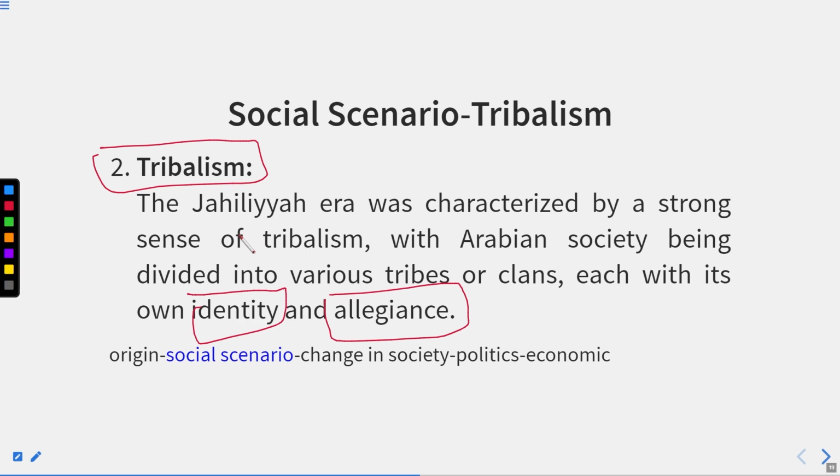So that's why Jahiliya basically refers to the time period of tribalism, when the people were more committed towards their tribe rather than being committed to the society as a whole.